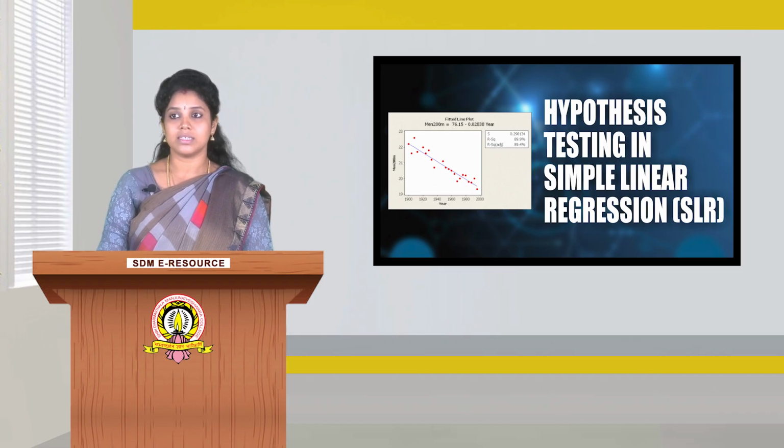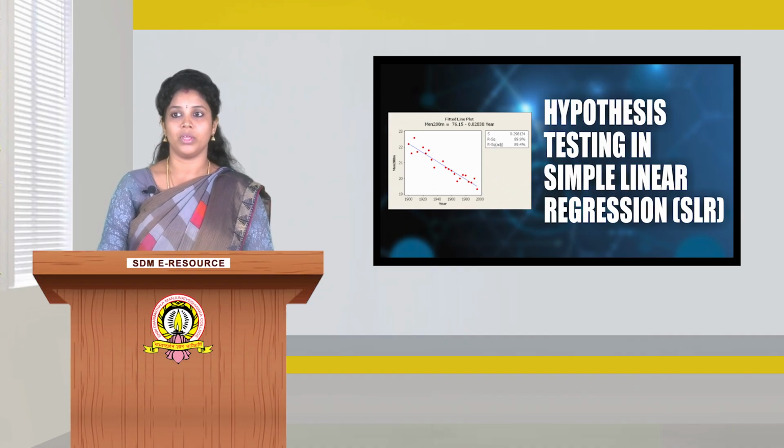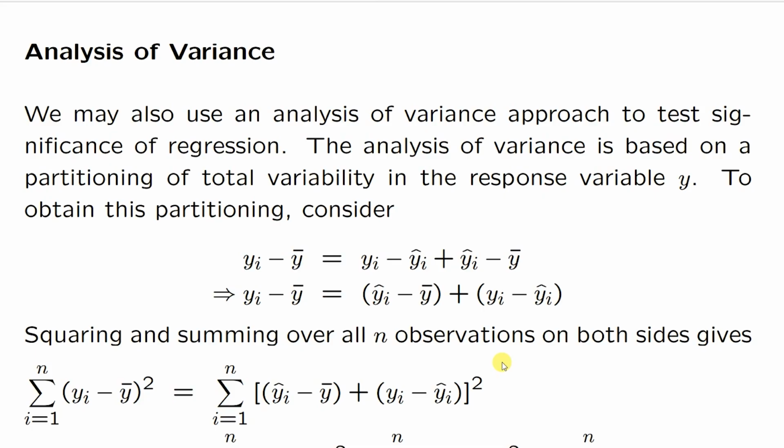Now let us discuss the second approach, that is based on the f-test. As we know, in order to construct an f-test statistic, we need to follow the analysis of variance approach. The analysis of variance is based on partitioning of total variability in the response variable y. So now let us try to obtain this partitioning.